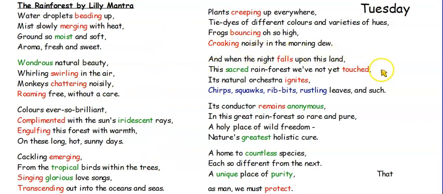Some of my favourite bits are over here. I love the idea of the sound of the rainforest igniting, and it says its conductor remains anonymous. So who's controlling it all? Nobody. It's just Mother Nature. You've got the word sacred, and you've got some of this onomatopoeia, chirps, squawks, ribbits, and rustling. All of these things are fantastic and hopefully give you a really good idea of how you can put together some ideas onto your planning sheet.